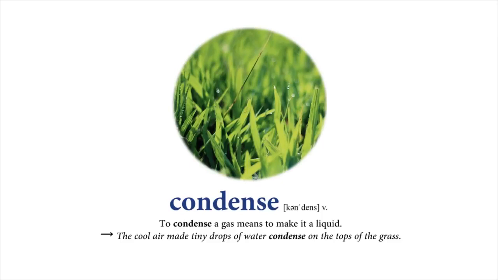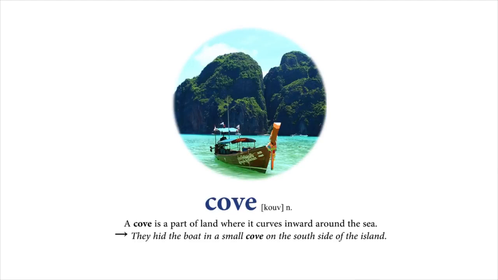Condense. To condense a gas means to make it a liquid. The cool air made tiny drops of water condense on the tops of the grass. Cove. A cove is a part of land where it curves inward around the sea. They hid the boat in a small cove on the south side of the island.